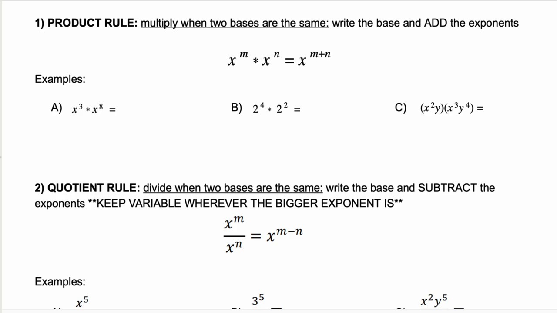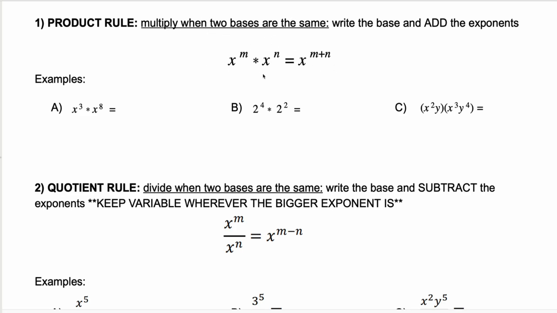This video is on exponent rules or exponent properties. The first property we're going to be looking at is called the product property. The product property is when you are multiplying, you multiply when two bases are the same. What you're going to do is write the base and add the exponents. So again, product means to multiply. So it's when two bases are the same and being multiplied.